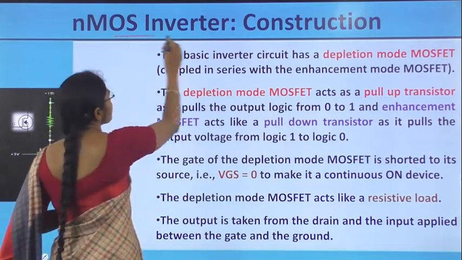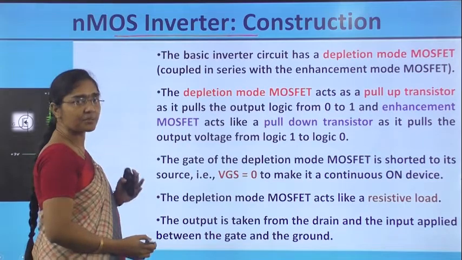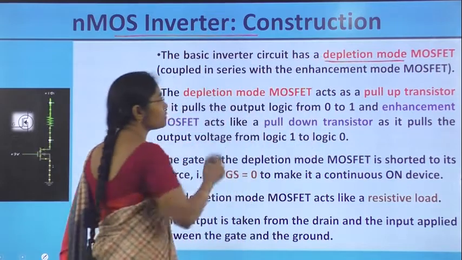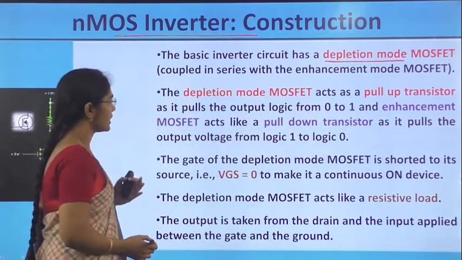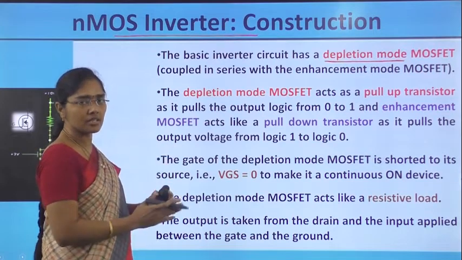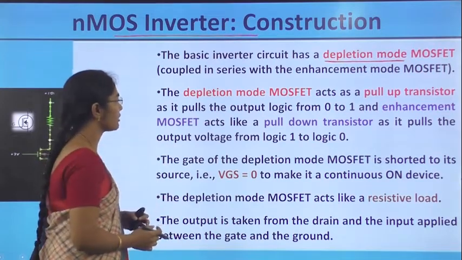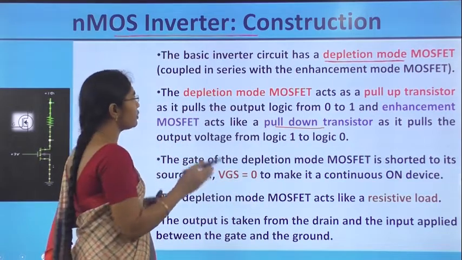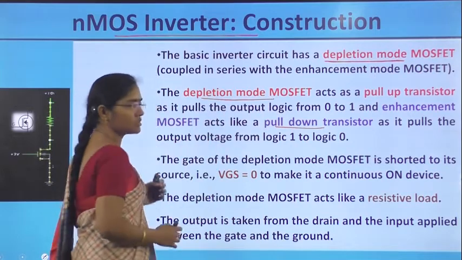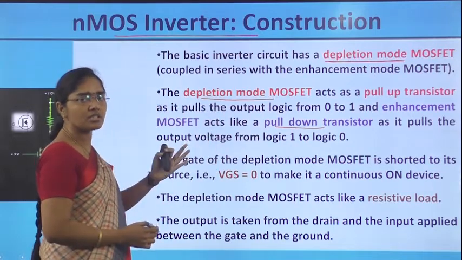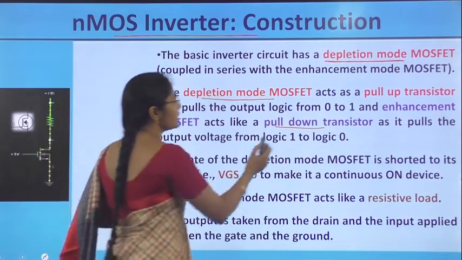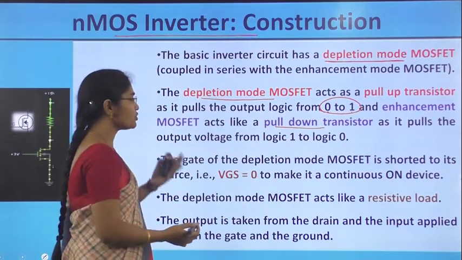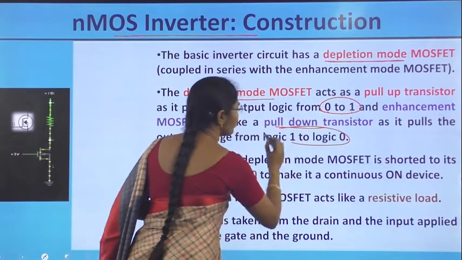See the nMOS inverter construction first. This nMOS inverter is using a depletion mode MOSFET as the load device and an enhancement mode transistor as the functionality device, that is the pull down device. So the pull down transistor is nMOS enhancement and the pull up transistor is a depletion mode transistor. The depletion mode transistor of the pull up is used for the output to pull from 0 to 1 and the pull down transistor is used to pull down the value from 1 to 0.